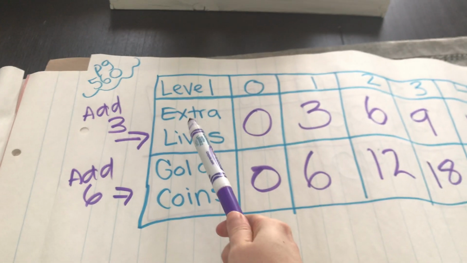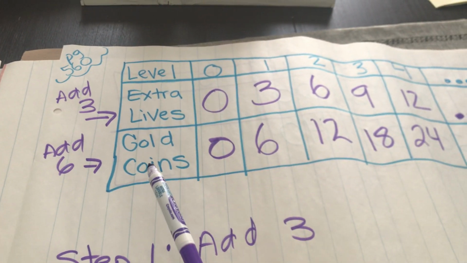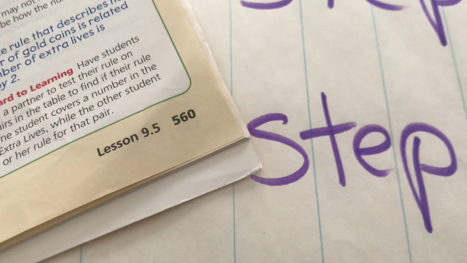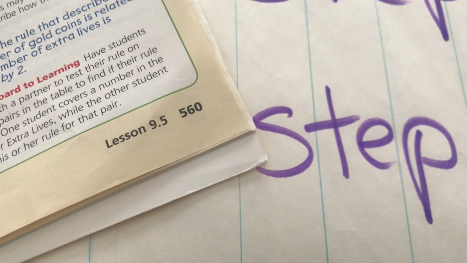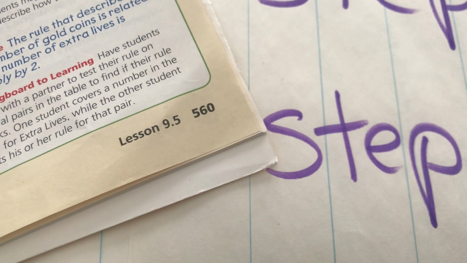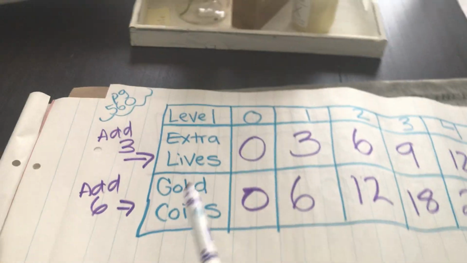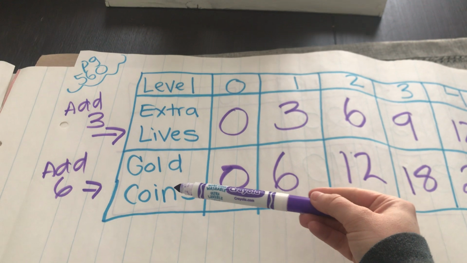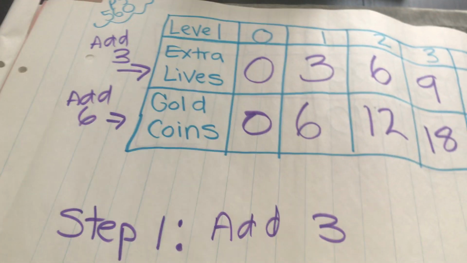So far we figured out the rule for just figuring out extra lives straight across, and we figured out the rule for figuring out gold coins just straight across. Step 4, we're going to take it up a notch, and they want us to complete the rule to the right of the table that describes how the number pairs are related. Use the rule to find the number of extra lives at level 8. Okay, so now they don't want to know just the rules going straight across. They want to know the relationship. What is the relationship between gold coins and extra lives? Or you could do extra lives to gold coins.